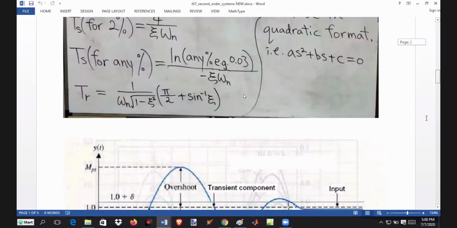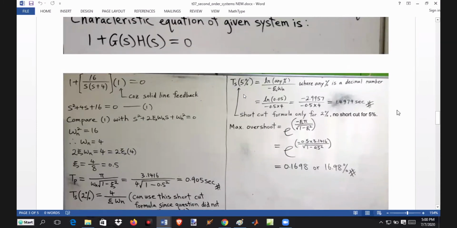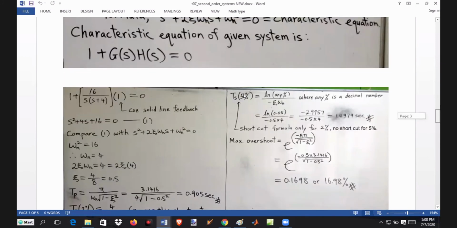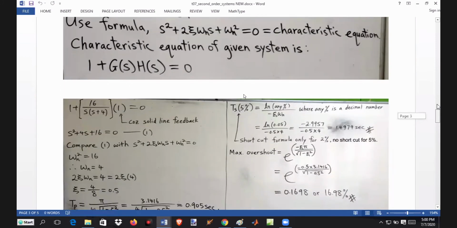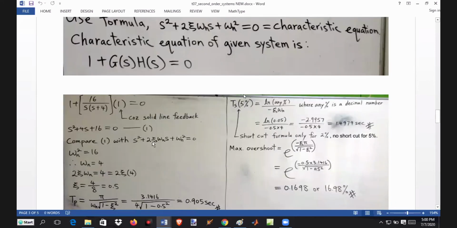So you compare this one. Omega n square equals 16. Where did 16 come from? It comes from equation 1, from the characteristic equation. After you calculate from the diagram here, you can calculate the characteristic equation, isn't it? You compare with the standard form, which is S squared plus 2 zeta omega n S plus omega n squared. You will find that omega n squared equals 16, so omega n equals 4. Then 2 zeta omega n equals 4 also.